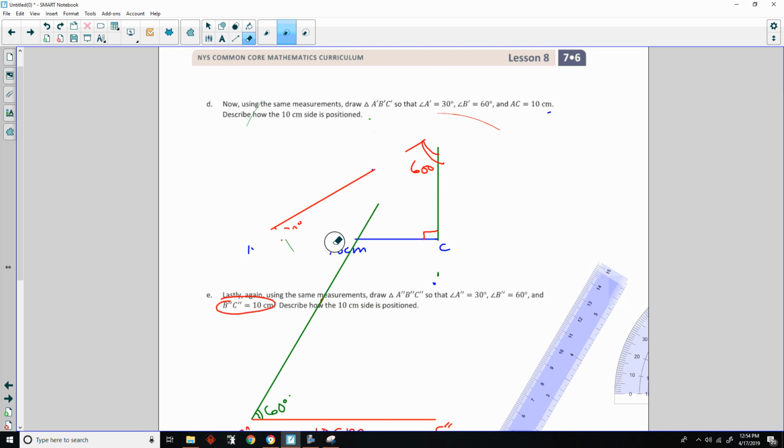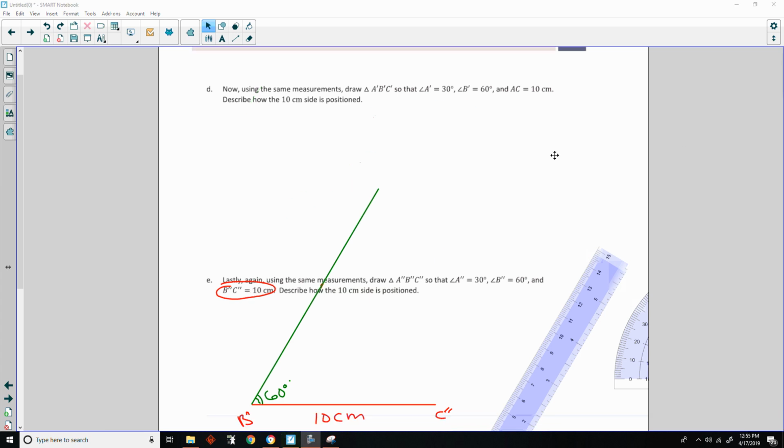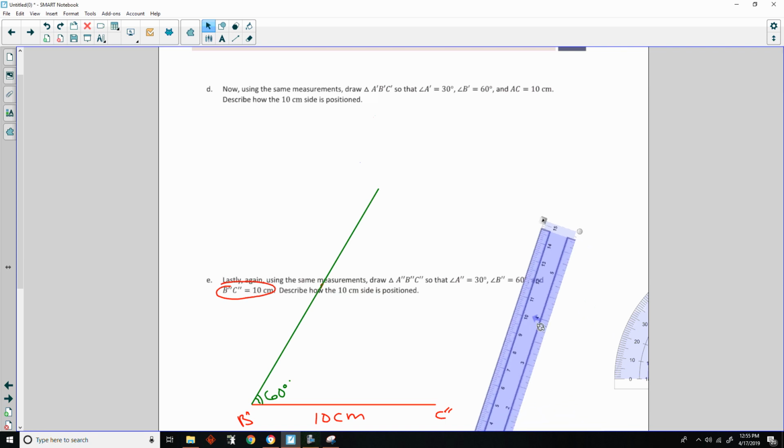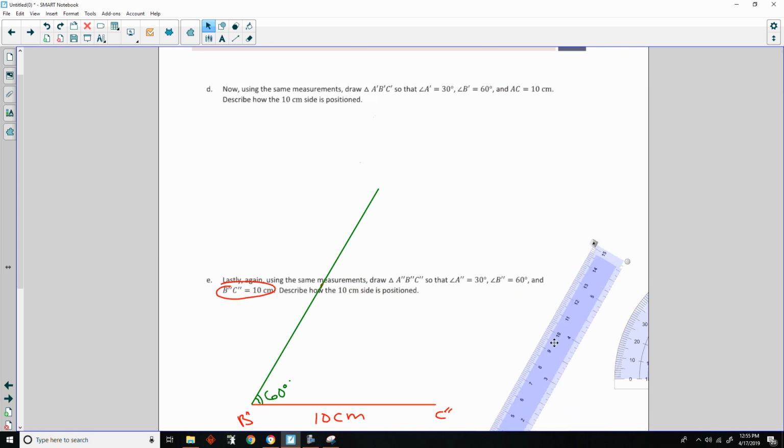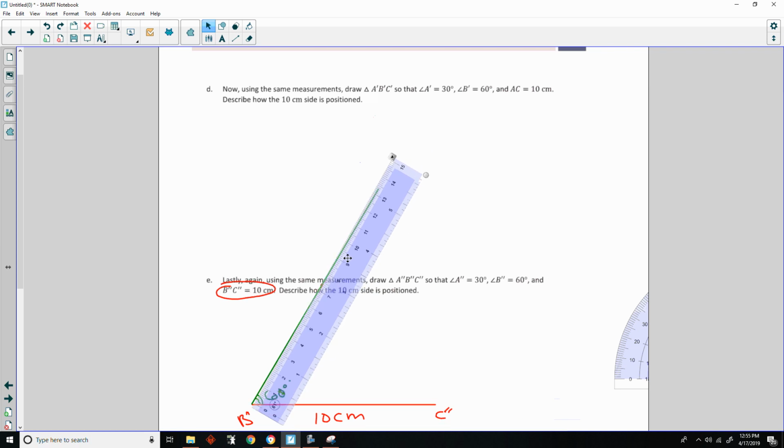Okay, I don't want to erase that, so let me just do this. Okay, so I got that stuff all out of the way. And let me put my ruler back on there, over here. And now that I see that it has to be longer, I'm going to extend this side.